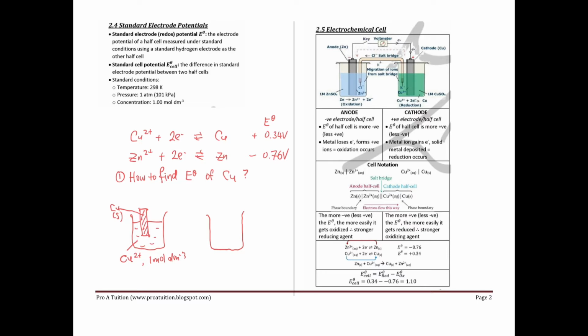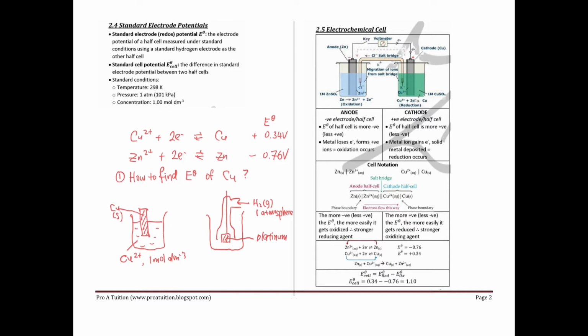How about hydrogen? Hydrogen is a gas, so we have to use apparatus like this, where you can channel in the hydrogen gas, H2 gas, at 1 atmosphere. You can also put in the electrode. The electrode we use is platinum. Platinum electrode. So this is the other half cell.